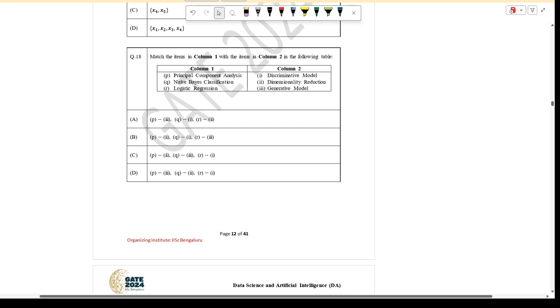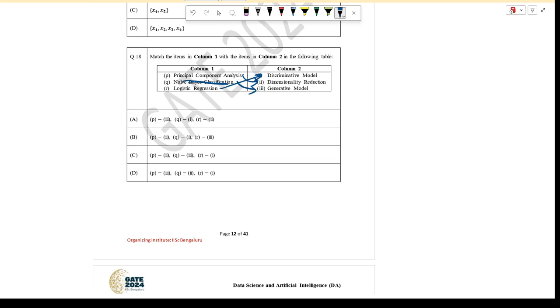18 अगेन कॉलम कंपैरिजन मैच वन प्रिंसिपल कंपोनेंट एनालिसिस. ये क्या होता है? इज अ टेक्निक यूज फॉर द डायमेंशनलिटी रिडक्शन सो इट मैचेस विद द डायमेंशनलिटी रिडक्शन. ओके, so PCA with dimensionality reduction directly. Then naive Bayes classification, ये क्या एक generative model है that estimates the joint probability distribution of the features and the target variable. So it matches with the generative model. ठीक है. So this is the thing.